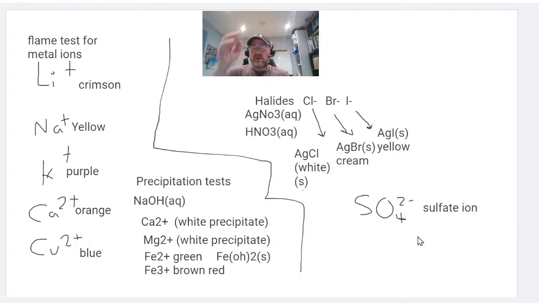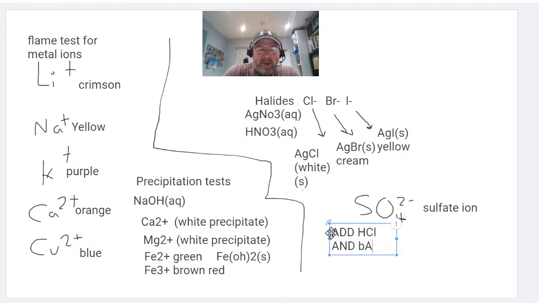So let's say you had a red flame, which would tell you that you had lithium. Then you do your negative ion tests, your anion tests, and this is going to tell you white precipitate, with hydrochloric acid and barium chloride. You always add an acid to remove impurities. And when they're talking about impurities, they mean carbonates. Acids will erode carbonates. They'll form carbon dioxide and get rid of the impurity. So add hydrochloric acid and BaCl2, barium chloride. Oh my days.